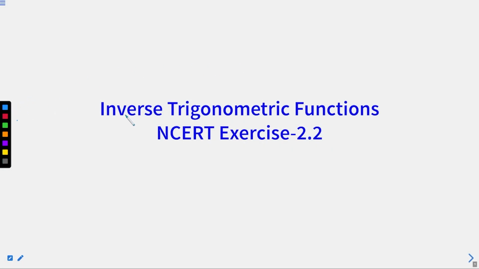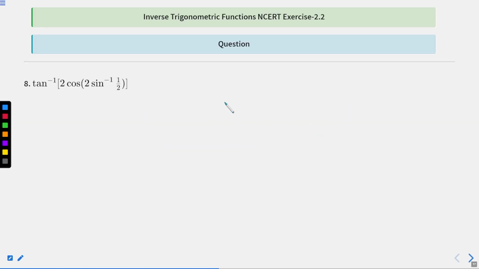In the previous lecture, we started with NCERT exercise 2.2 and solved till the 7th question, 1 to 7. Now it's time to continue further.